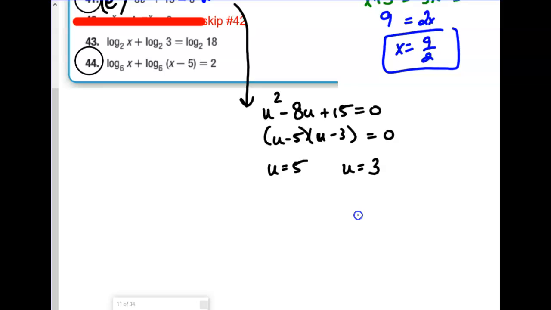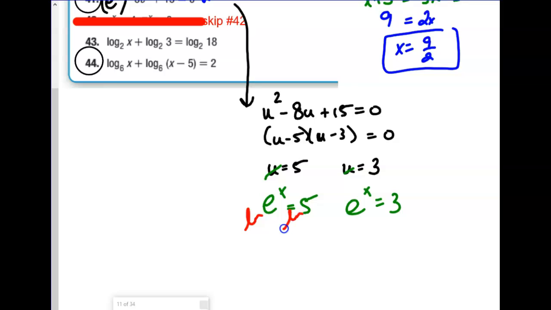Because u is not really a part of this problem. What did u represent again? This is really e to the x. So this says e to the x equals 5, and this says e to the x equals 3. That I can solve. Natural logarithm would be brilliant.